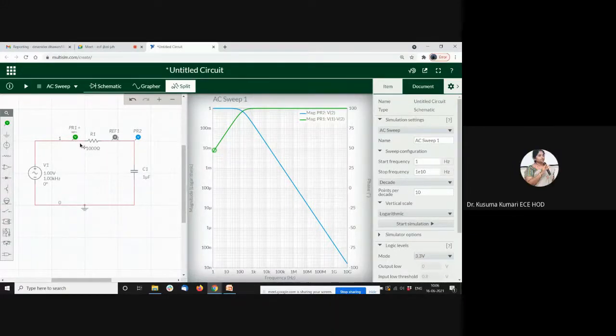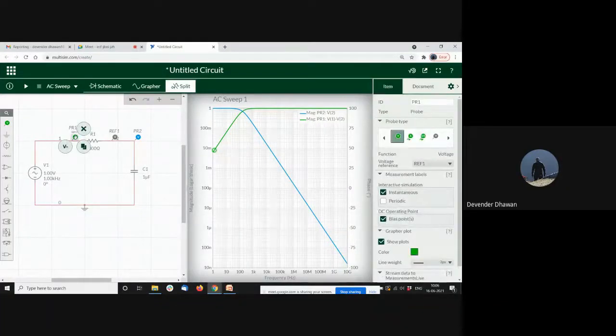Okay. What I have done, I have given a reference point here, and I have told this particular probe that, okay, you have to measure between the point you are connected at and the reference 1 point, not the ground. I can measure ground also. I can make it reference 1 now. If I put, let's say, 10 reference points also, it will show me all the reference points in the list.